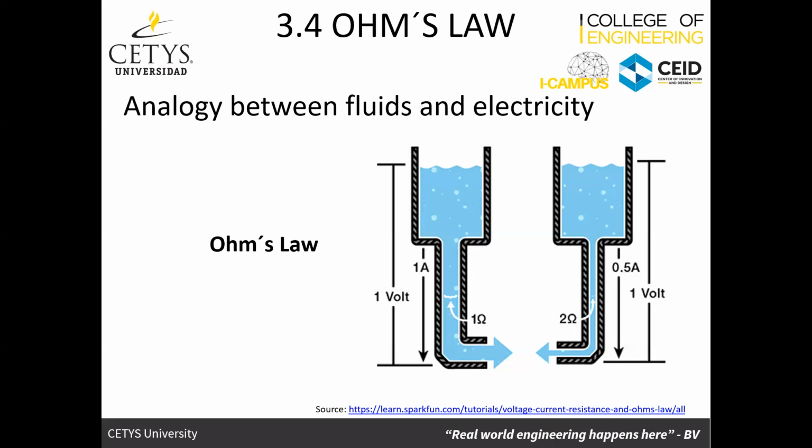So if the height is 1 volt, and I say that the constriction is 1 ohm, because of Ohm's law, that means that the current is 1 amp. If I double the resistance, what happens to the current? The current goes in half, because it's a linear relationship.